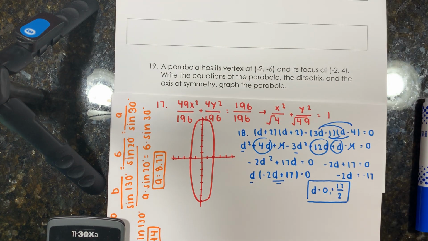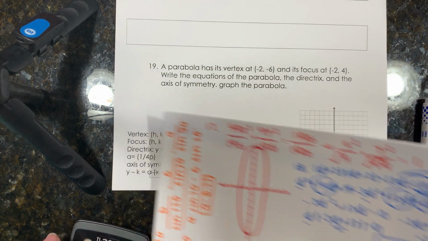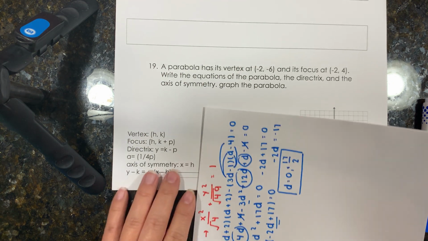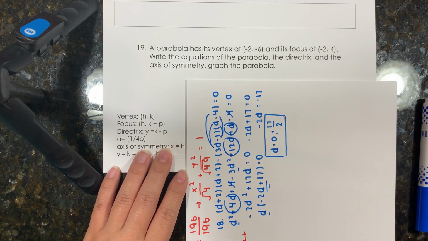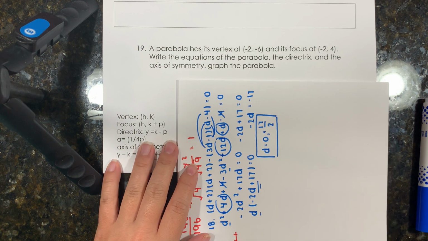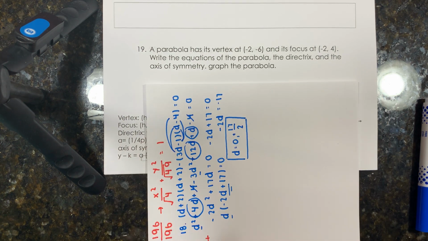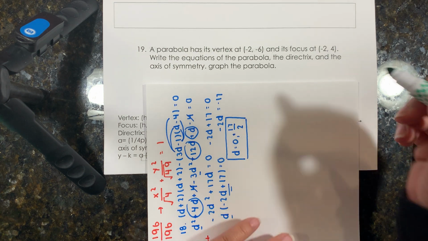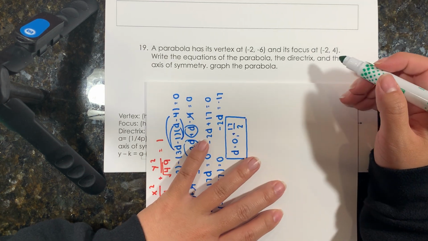Now moving on to number 19. The parabola has its vertex at negative 2, negative 6, and its focus at negative 2, 4. Write the equation of the parabola, the directrix, the axis of symmetry, and graph the parabola. So I'm going to graph first.